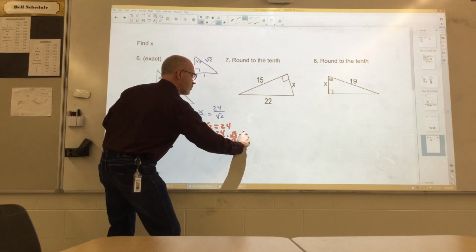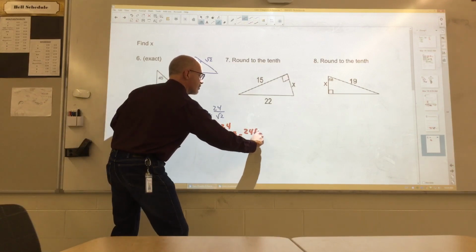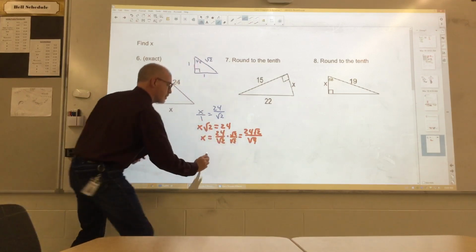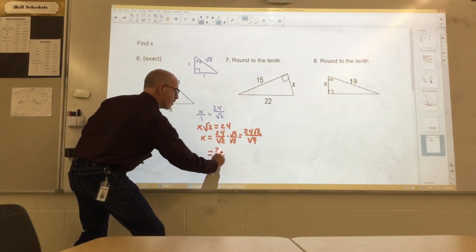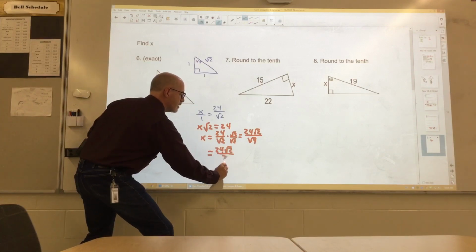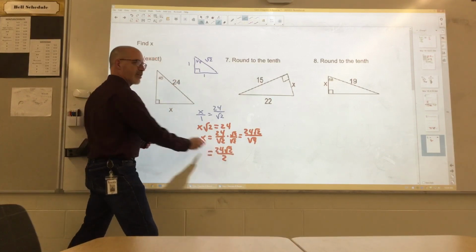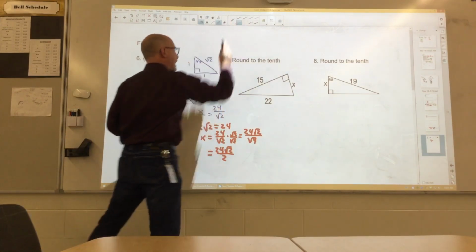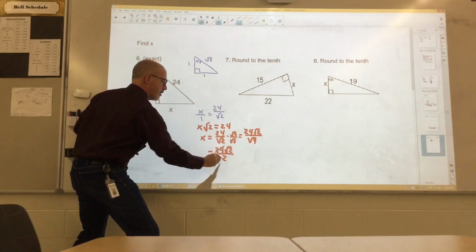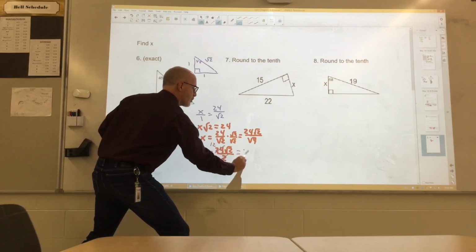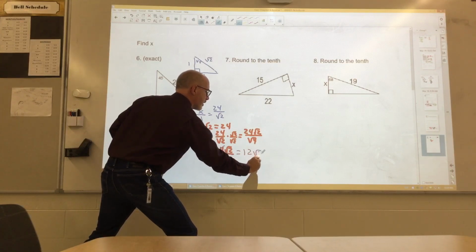You get 24 square roots of 2 over the square root of 4, which equals 24 square roots of 2 over 2. Now, since both of these are outside of the square root, they can cancel. So we can cancel this 24 with this 2, which leaves us with just a 12. 12 square roots of 2 for an answer.